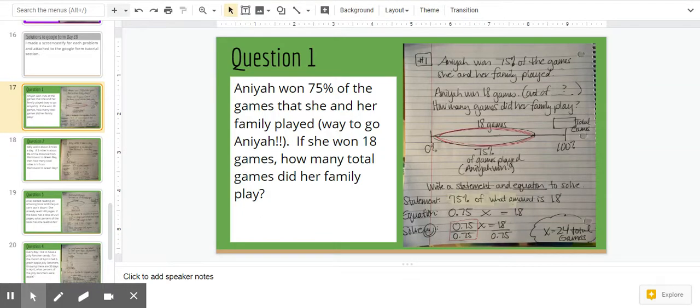Let's look at how to solve this problem. Anaya won 75% of the games that she and her family played. Way to go, Anaya. If she won 18 games, how many total games did her family play?